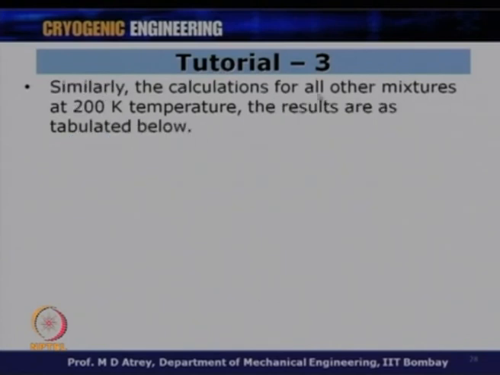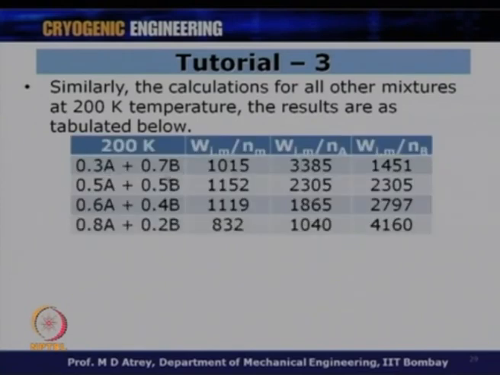Similarly, for the calculations for all other mixtures at 200 Kelvin temperature, the results are as tabulated below. So, we had done calculations at 300 Kelvin, which is the separation temperature, as well as we have carried out all the studies at 200 Kelvin also. So, this table now gives, for 200 Kelvin, Wim upon Nm, Wim upon Na, Wim upon Nb, and these are the mixture studies case 1, case 2, case 3, case 4, and again you can find a similar trend as the value of work of separation per mole of mixture goes first increasing and then starts decreasing.